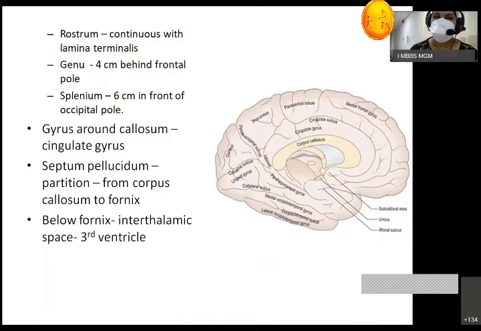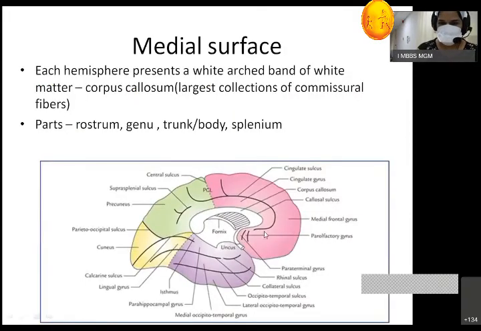Now this rostrum continues in front with a lamina called the lamina terminalis. Then there is a gyrus around this corpus callosum. So there will be a sulcus which is separating this gyrus from the corpus callosum, called the callosal sulcus, and there will be a gyrus called the cingulate gyrus. So the callosal sulcus separates the cingulate gyrus from the corpus callosum.